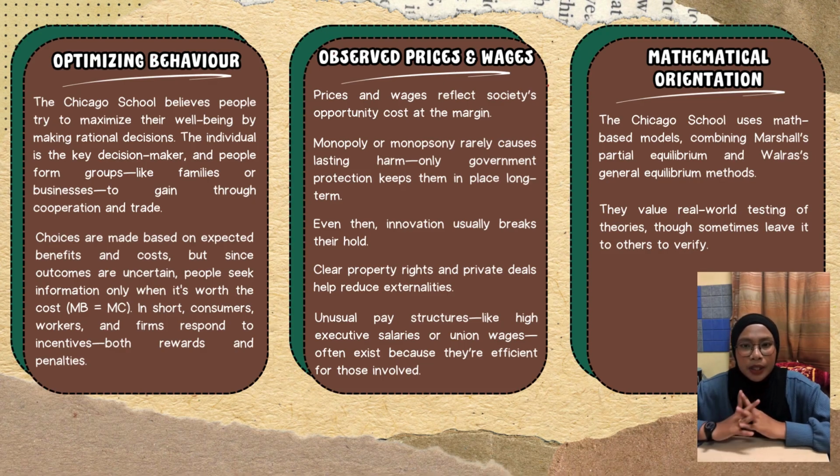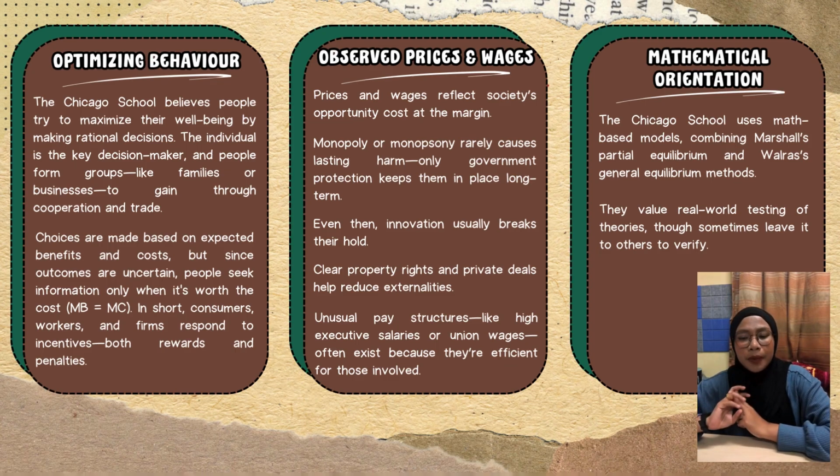For example, MB will equal MC. And in short, consumers, workers and firms will respond to incentives, both rewards and penalties.